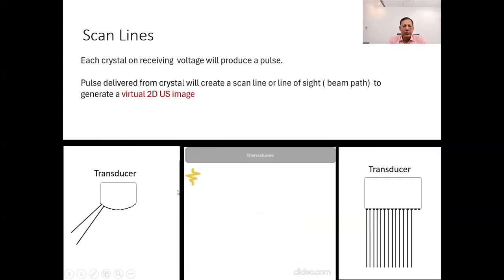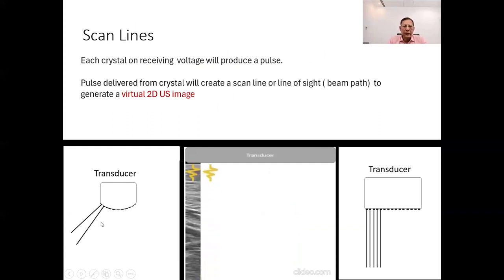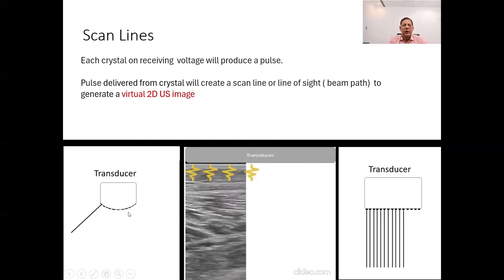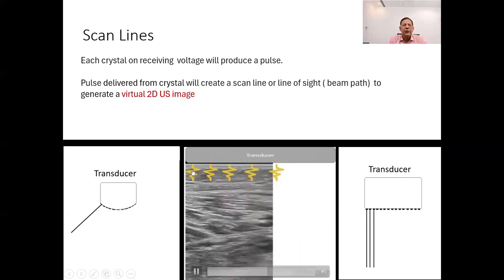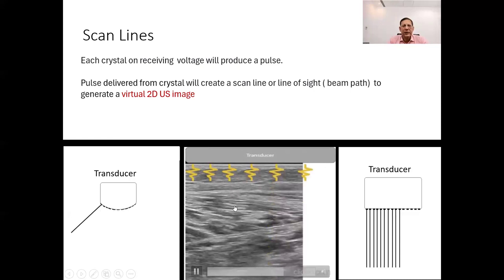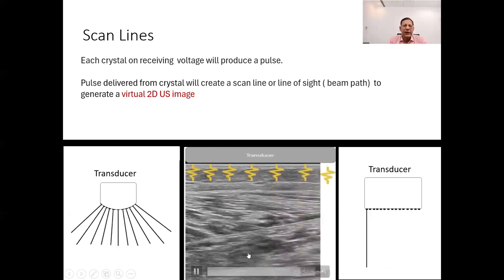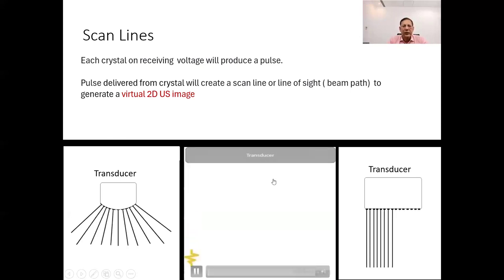Scan lines refer to the individual lines or paths along which ultrasound waves are emitted and received by the transducer. It is important to remember that usually one pulse is required for one scan line, provided we are using a single focal zone, which we will study later in the lecture. But if you are using two focal zones, then two pulses are required per scan line, and so forth. These lines form the basis of the ultrasound image.